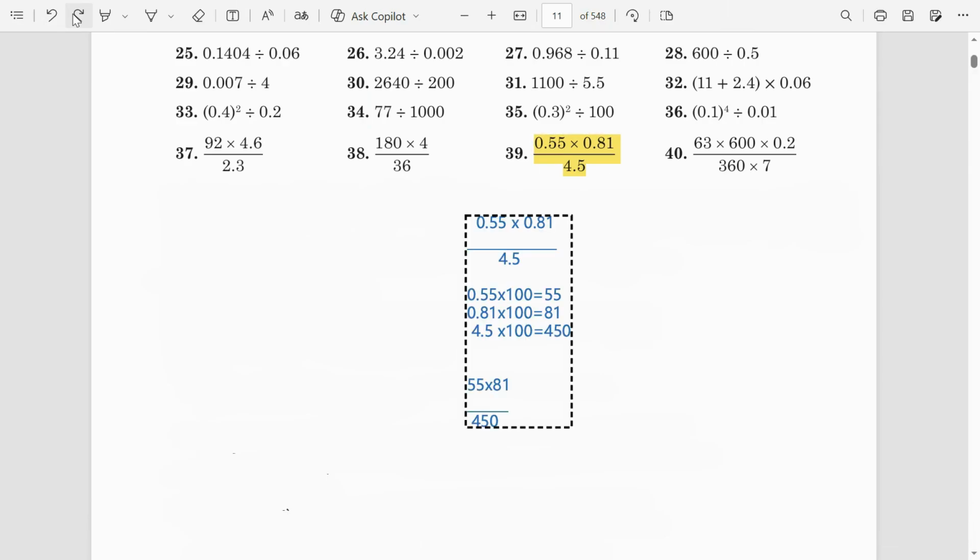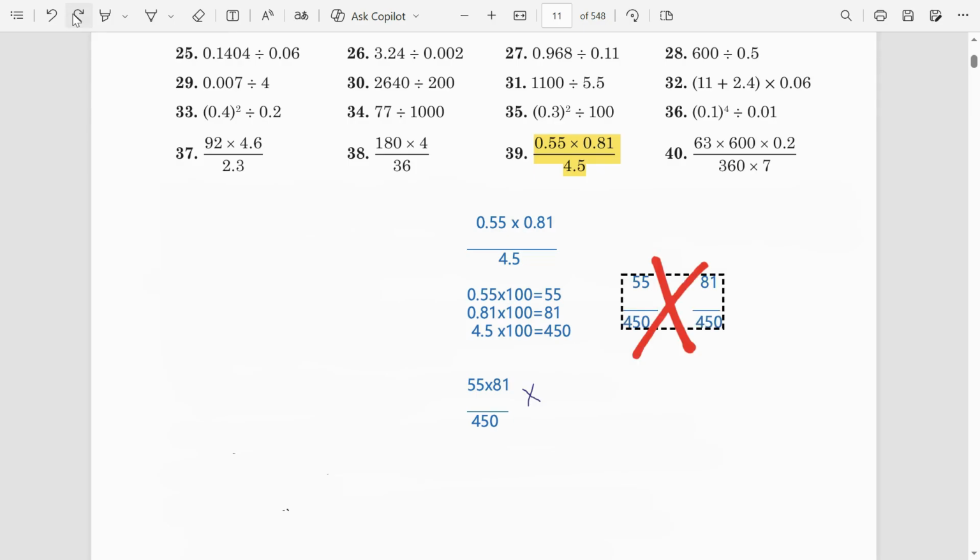The thing is that we are going to see what are the common mistakes made in this case and the things that students overlook. So if we write 55 multiplied by 81 over 450, this is absolutely incorrect. Another wrong way to write it is 55 over 450 multiplied by 81 over 450.